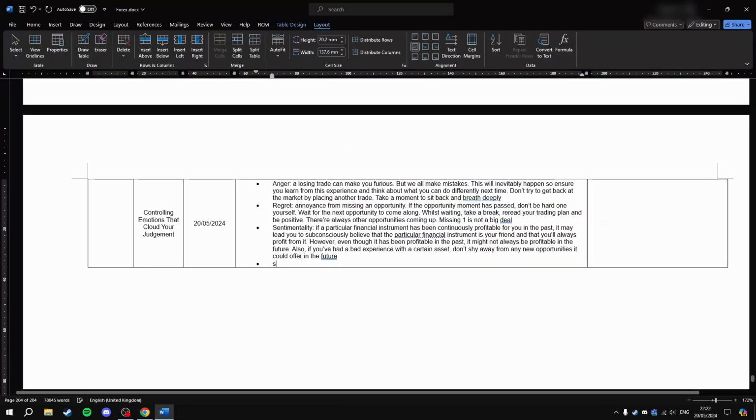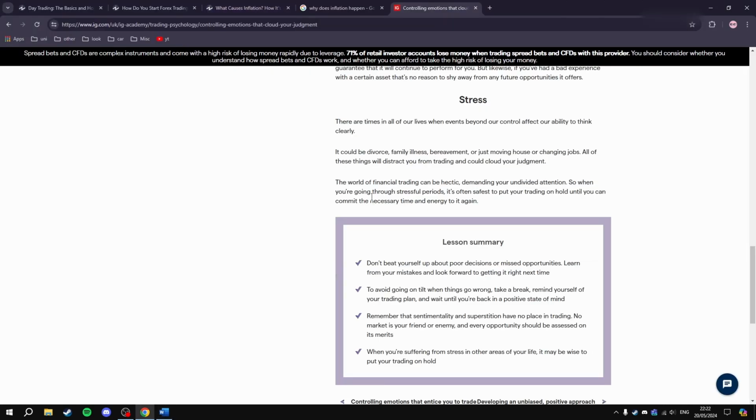Stress. There are times in all of our lives when events beyond our control affect our ability to think clearly. It could be divorce, family illness, bereavement, or just moving house or changing jobs. All of these things will distract you from trading and could cloud your judgment. The world of financial trading can be hectic, demanding your undivided attention. So when you're going through stressful periods, it's often safest to put your trading on hold until you can commit the necessary time and energy to do it again.